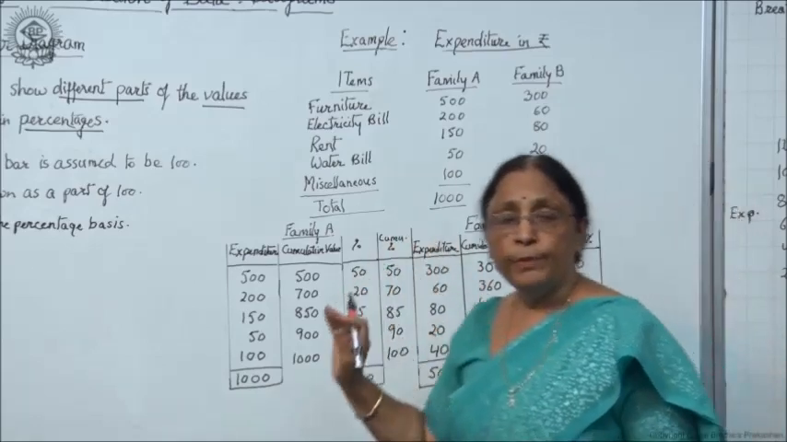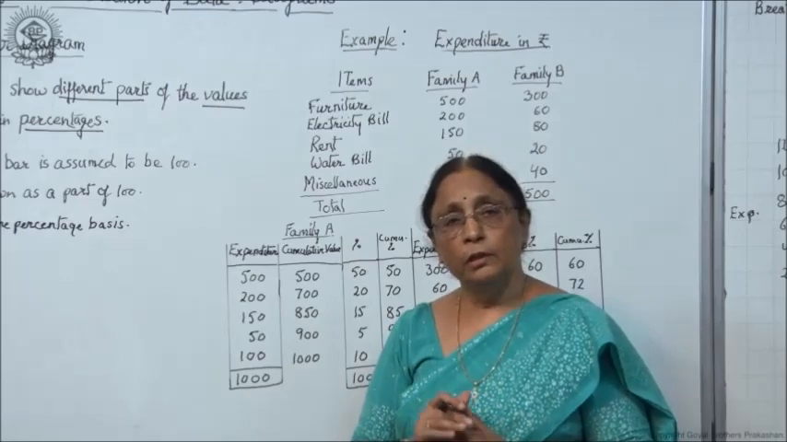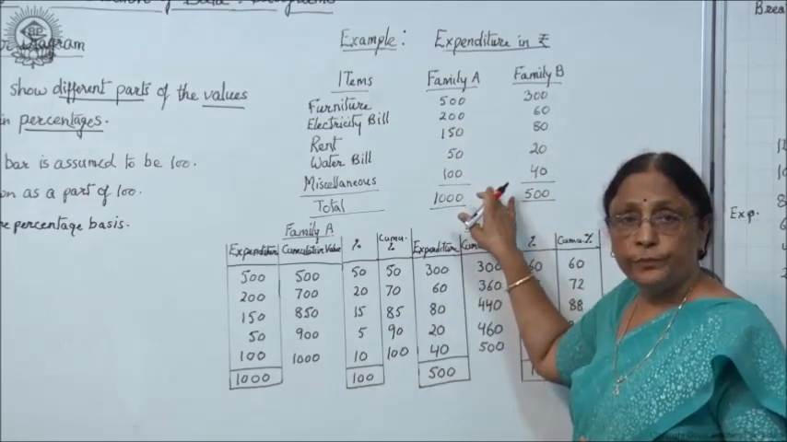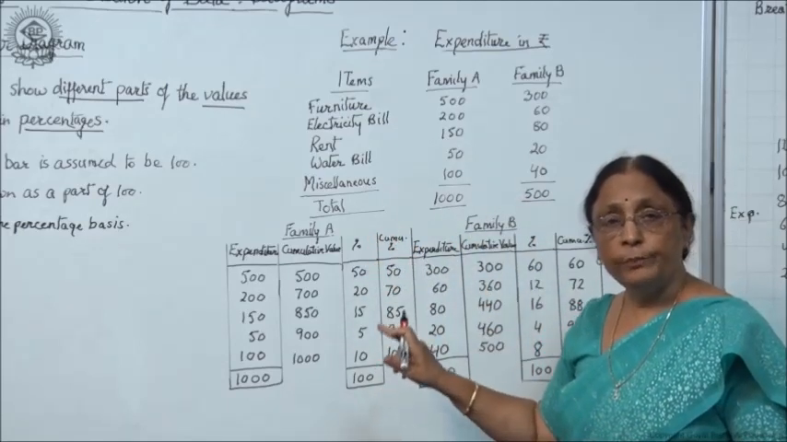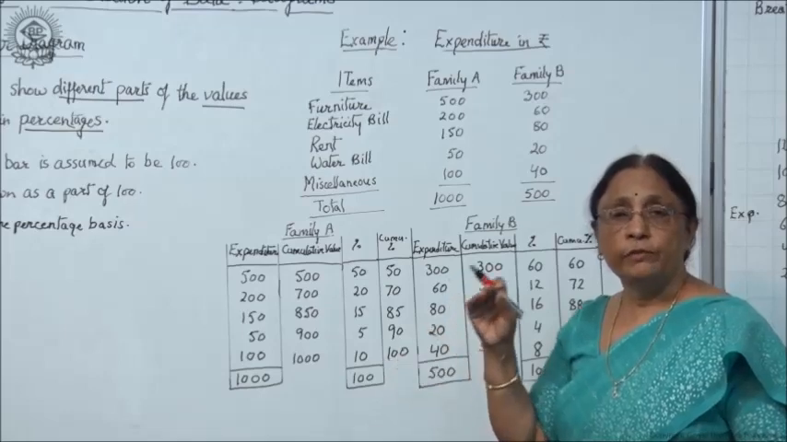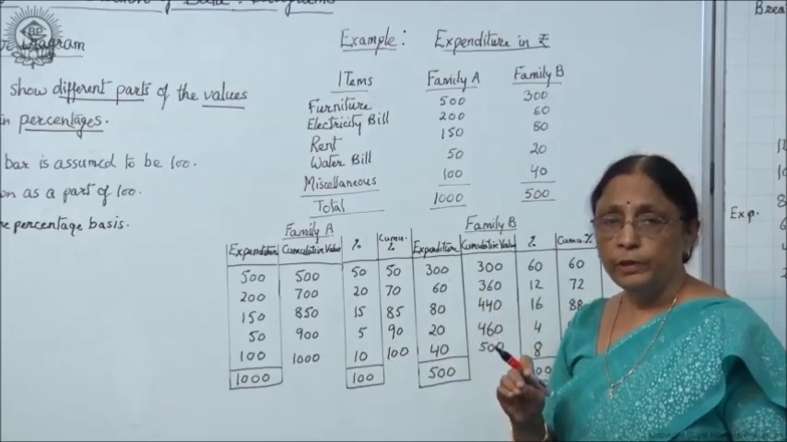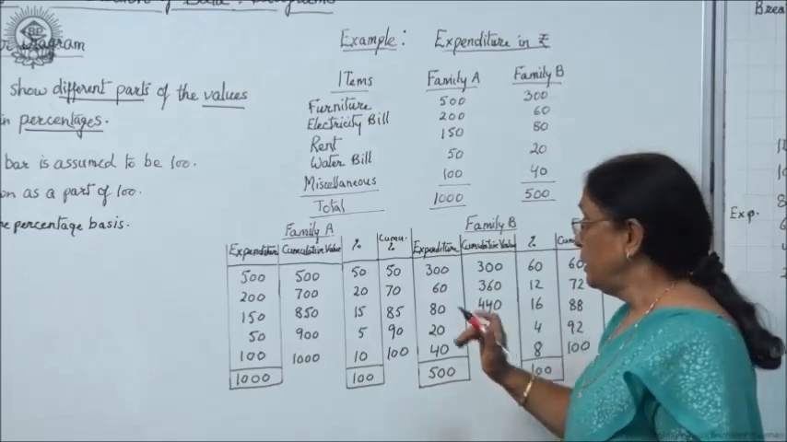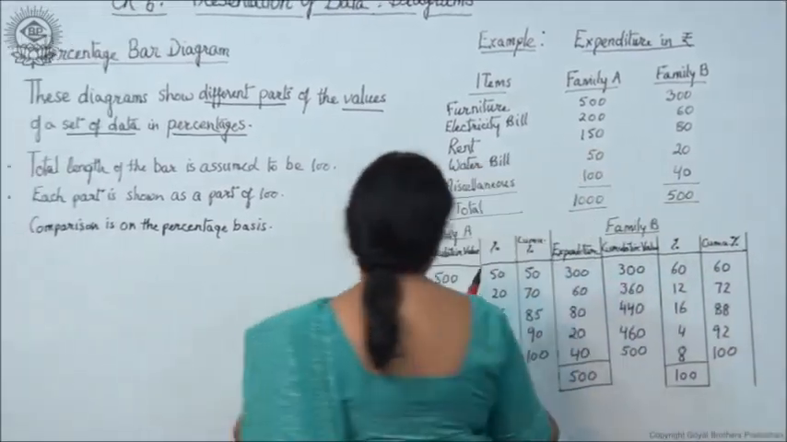Now for making the percentage bar diagram, you have to take out the percentage of this, because this data is not given in percentage. So first you have to take out the percentage, and on the basis of percentage you will divide the bar into different parts. Remember, the length of the bar will be how much? That will always be 100, right? So how to take out the percentage? This I have explained to you here.